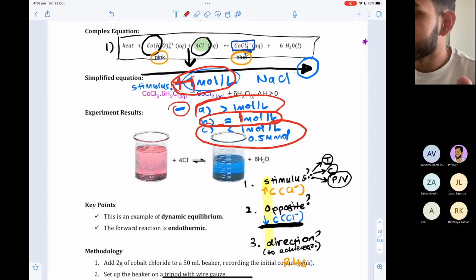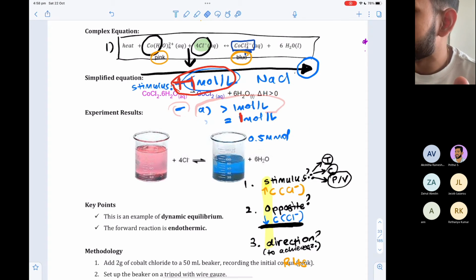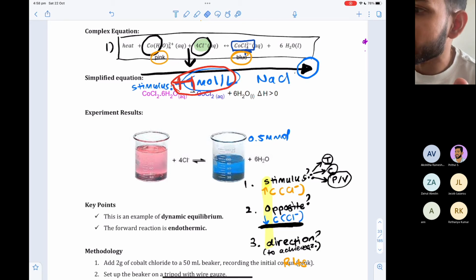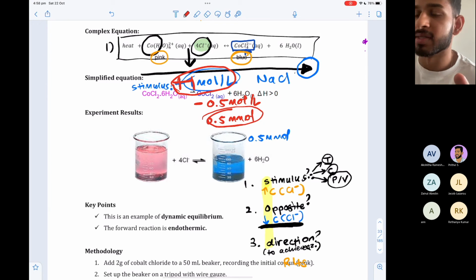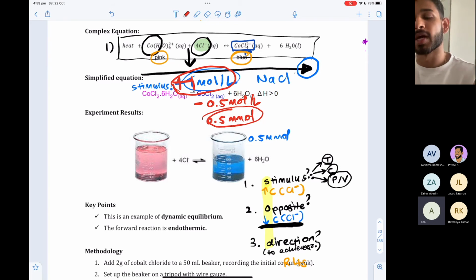So there'll be a net. So let's say because of Le Chatelier's principle, let's say it was increased by 1 mole per liter, and then due to Le Chatelier's principle, it decreased by 0.5 moles per liter. That means for every 1 liter of solution, 0.5 moles of chloride ions are still present on the reactant side. Yeah. Okay, that's what partial counteraction means according to Le Chatelier's principle.